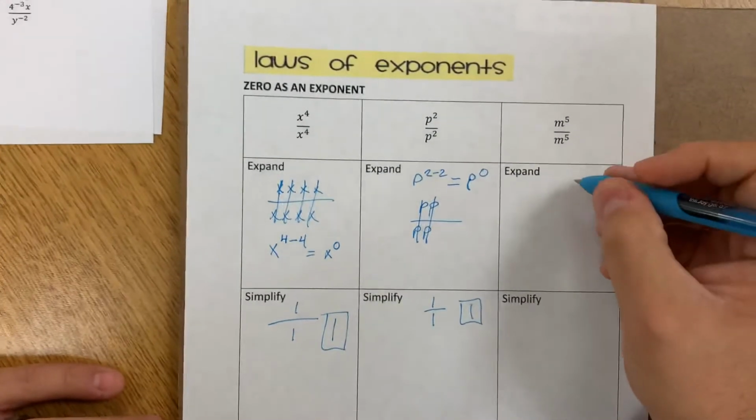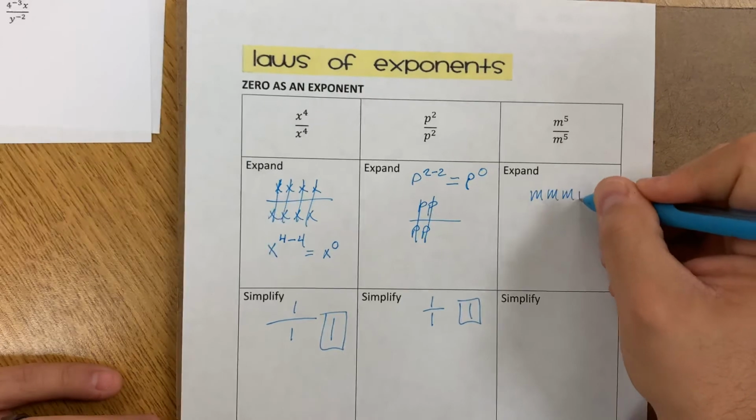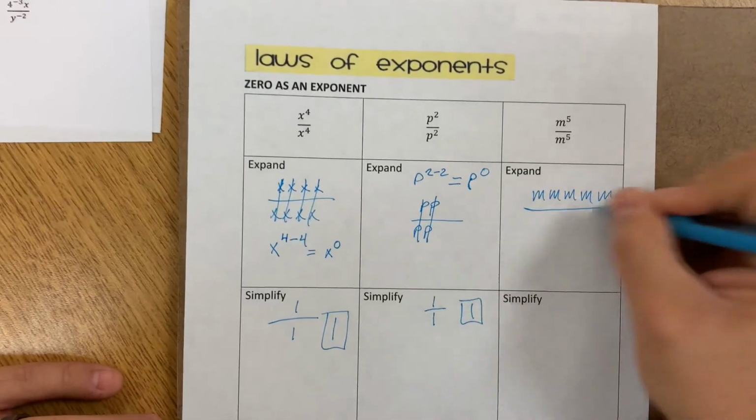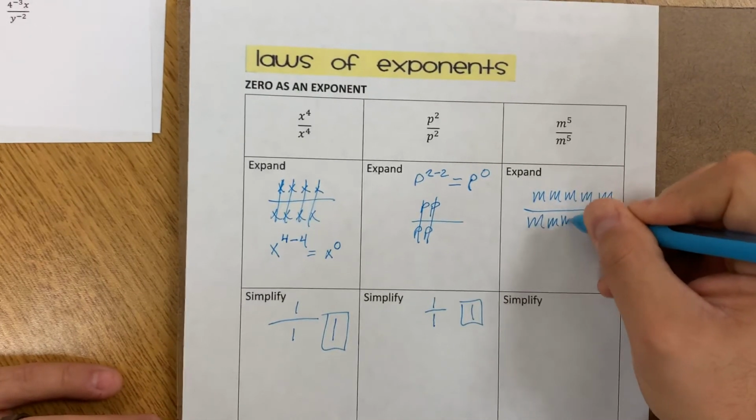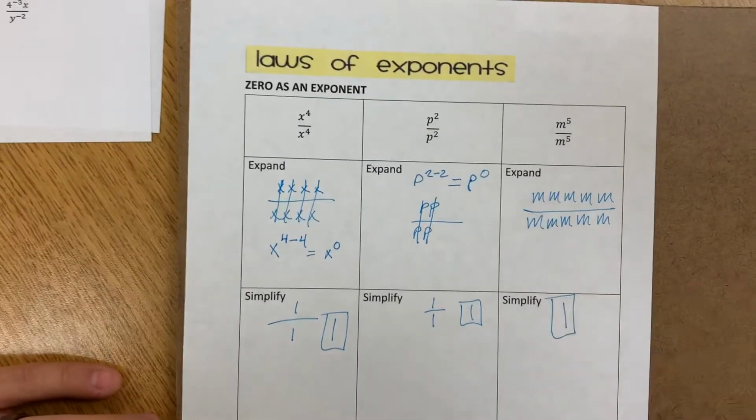And I think you guys are going to get this last one. 1, 2, 3, 4, 5 over 1, 2, 3, 4, 5. What do you think it's going to be? Okay, fill in the blanks.